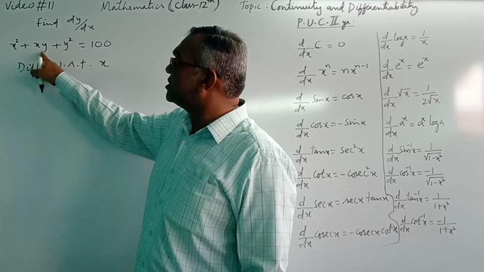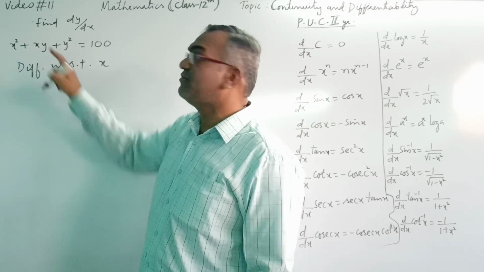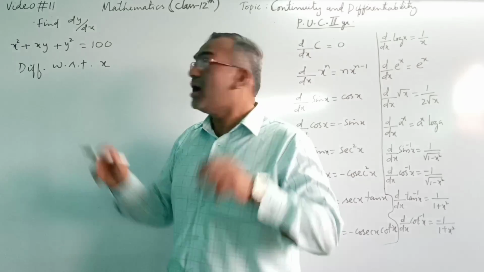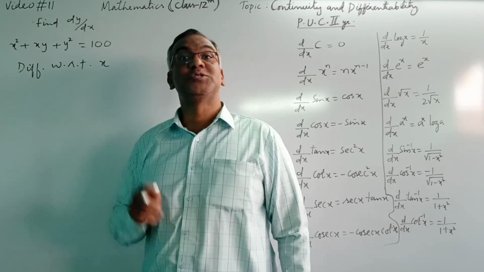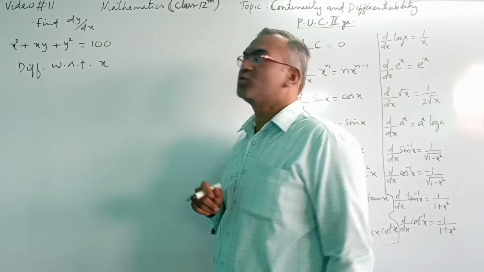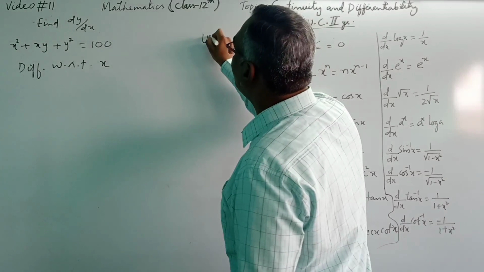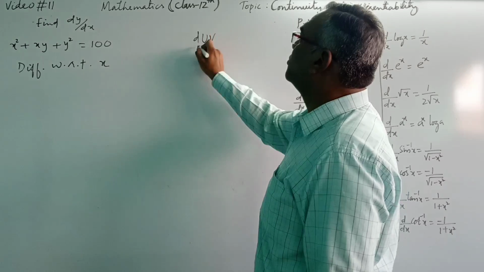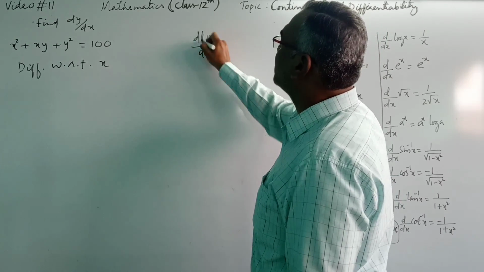These two functions are there. X is a function and y is a function. Two variables are there. Two functions are there. They are in product. So we have to use product rule. Do you remember product rule? In previous video I showed you product rule. Product rule, that is UV rule. How do we differentiate UV with respect to x, right?